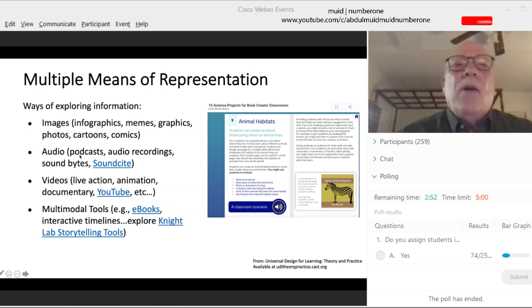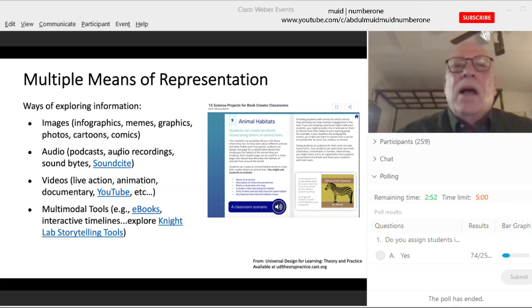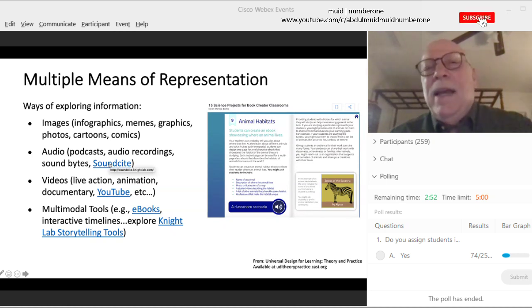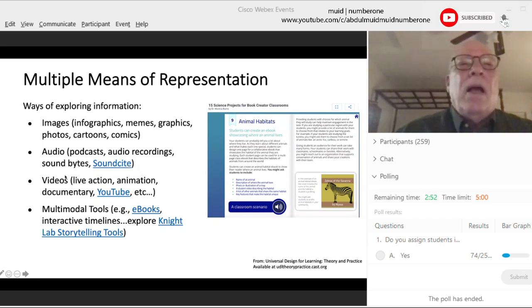You can do audio, having students listen to podcasts and audio recordings. Many students might have Audible already. They can listen to Audible. They can listen to sound bites. SoundSite is another type of thing that they can do. Things like this are linked to in a page of links you'll be getting later. Ibudini will explain that to you.